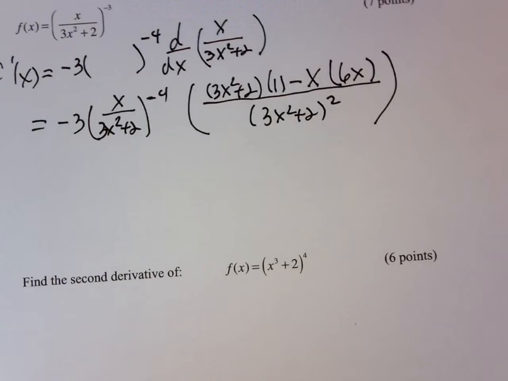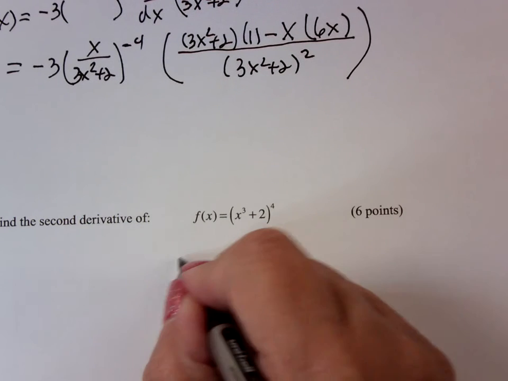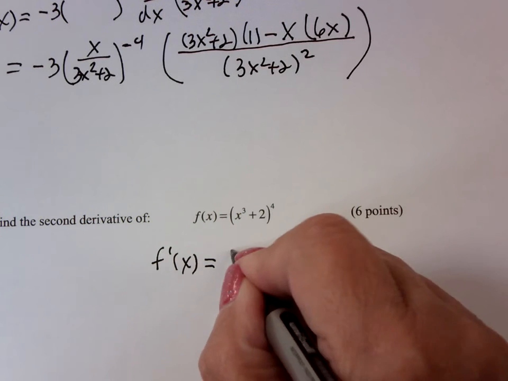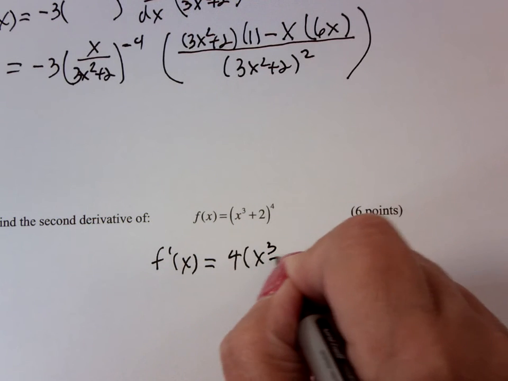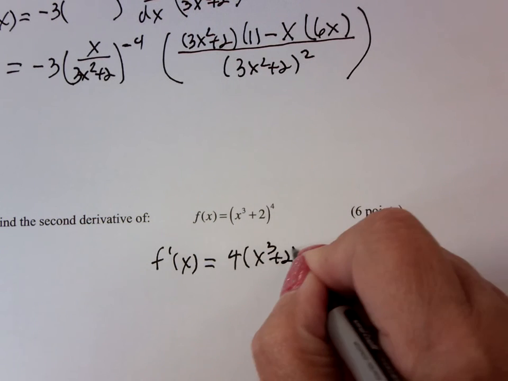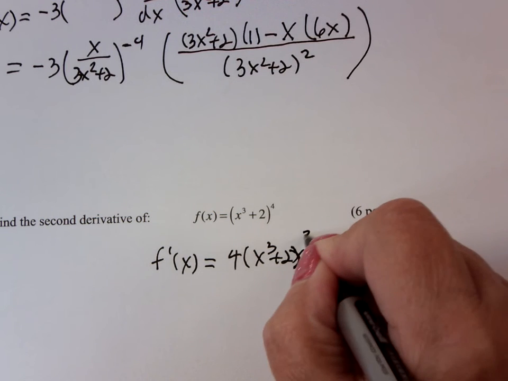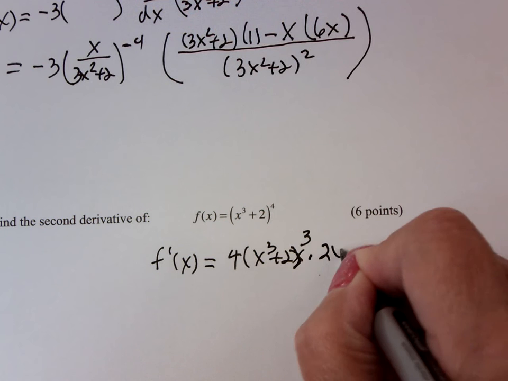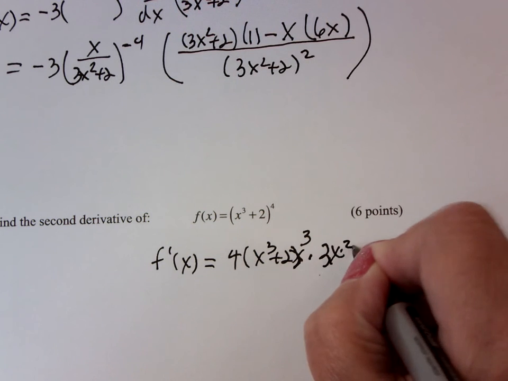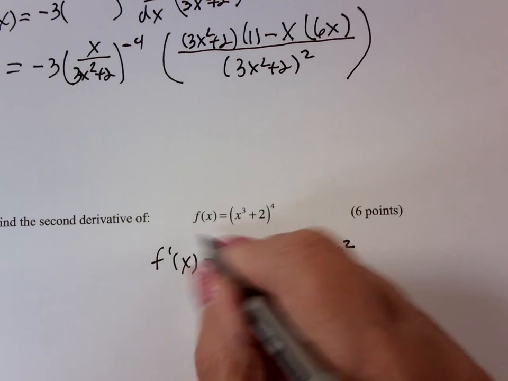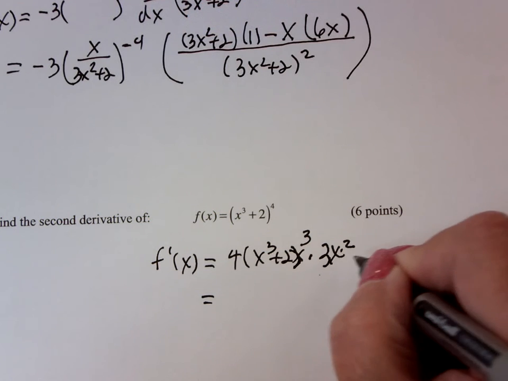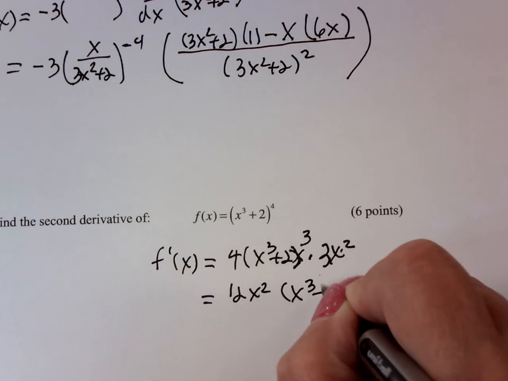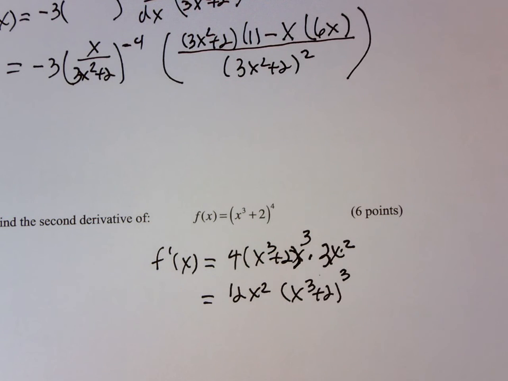Find the second derivative so that f prime of x is, this is chain rule, 4 times the blob, or plus 2, cubed, times the derivative of the blob, which is 3x squared. Clean this up, and I'm going to have 12x squared times x cubed plus 2 cubed.